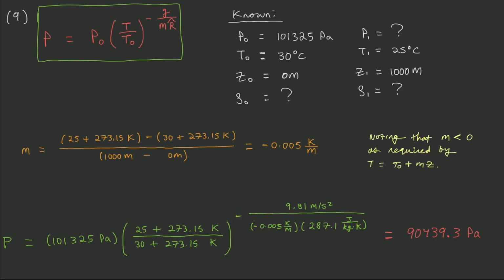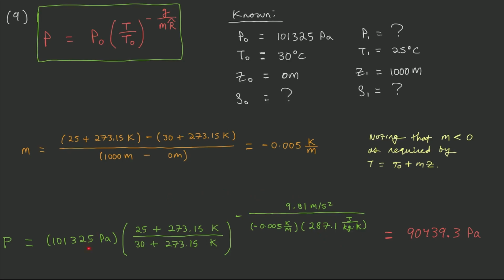Well, we have our negative here. Our G is, we're assuming we're on Earth, so 9.81 meters per second squared. Our M, we just calculated, has to be negative according to the form of the temperature lapse rate equation that we use. So M is negative 0.005 kelvins per meter. And our specific gas constant of air, which is again in units of joules per kilogram Kelvin, is for air 287.1 joules per kilogram Kelvin.